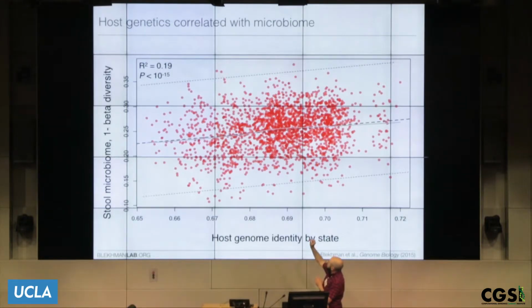So each dot here is a pair of individuals, and you have the similarity in their microbiomes, and their genomes seem to be correlated, which basically means that individuals that have more similar genomes also have a more similar microbiome. This is just looking at the fecal samples, and we find the same pattern looking at the microbiomes of 10 out of the other 15 body sites.